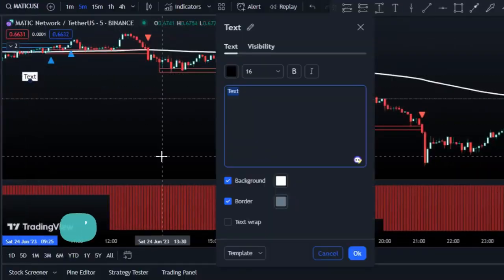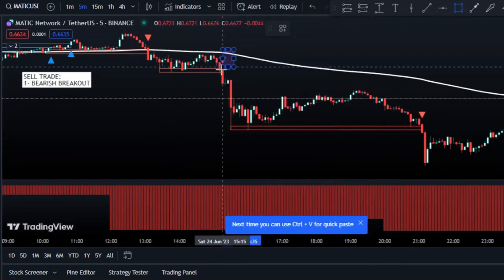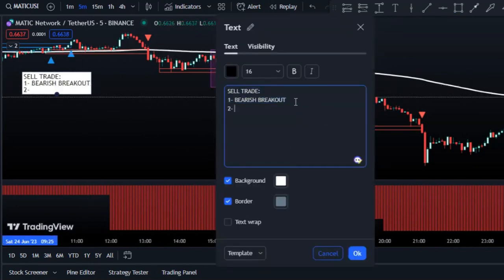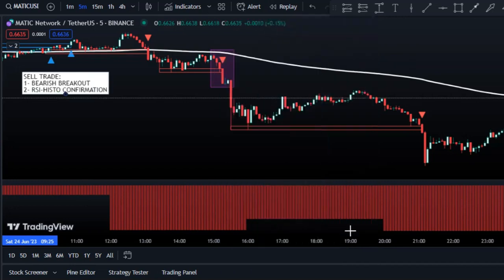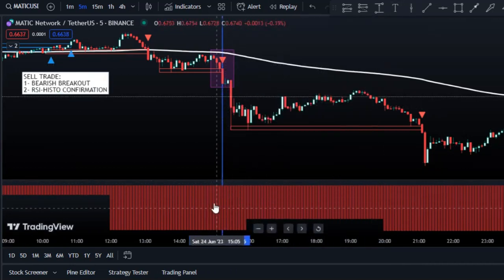And also the same rules apply when entering a short trade. First, wait for a breakout in the downward direction. Once the price breaks out, move on to the next step. Next, check the RSI histogram indicator to confirm your trade entry. You want to see the indicator showing a red color, which is a negative signal. This confirmation is important to validate your trade entry.